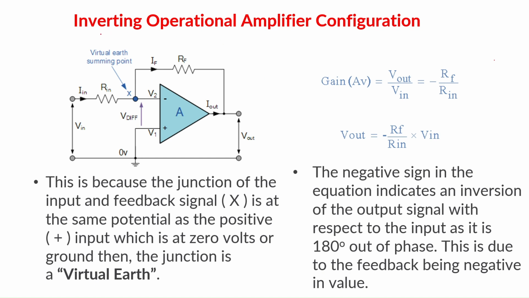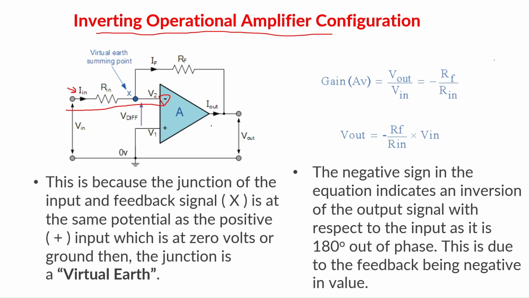This is the first configuration, the inverting operational amplifier configuration, which means the input signal is given at the inverting terminal of the operational amplifier. In this case, the input is current and the output is also current. So it is a current operational amplifier.